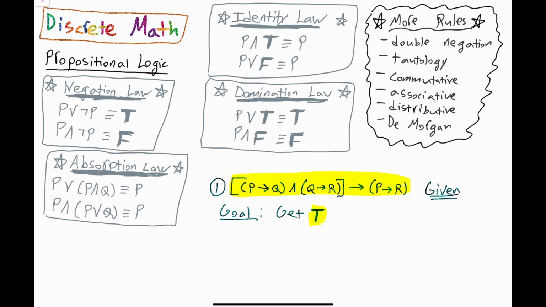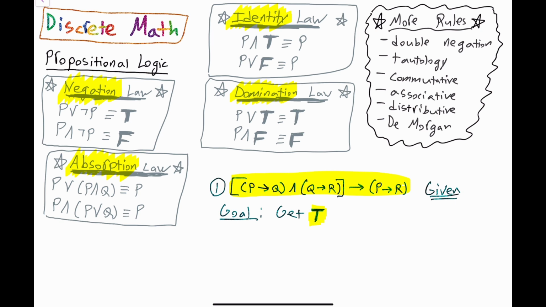In other words, it is always true, and we're going to resort to such laws as the negation law, perhaps the absorption law, but also the identity law and the domination law. And your average discrete math textbook describes these laws.